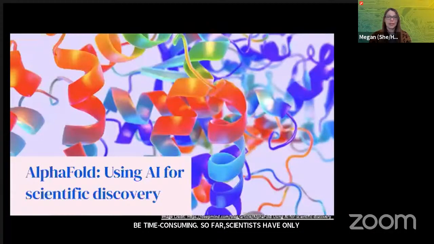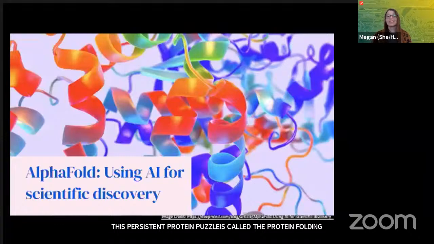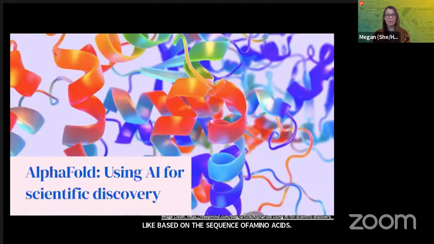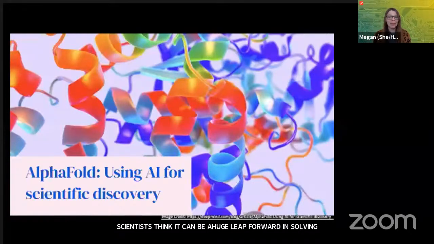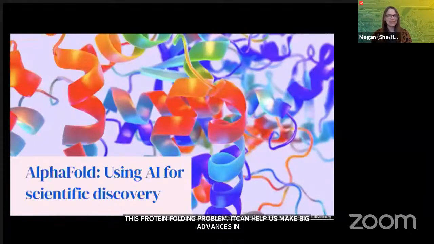And this is where AlphaFold comes in. AlphaFold uses neural networks to figure out what proteins look like based on the sequence of amino acids that make up the protein. In order to get this program to work, scientists trained AlphaFold using over 100,000 examples of known protein structures. And this year, AlphaFold passed some really tough tests, and scientists now think it could be a huge leap forward in solving this protein folding problem, and it could help us make big advances in biology and medicine. Now, the success of AlphaFold was a particularly huge breakthrough, not just in the world of artificial intelligence, but in science in general. You may have seen it on our top 10 science stories of 2020.